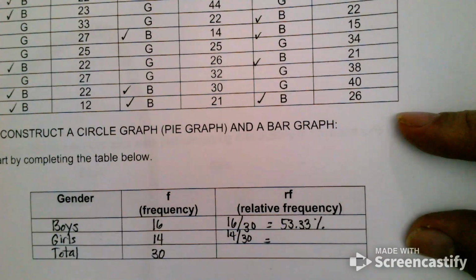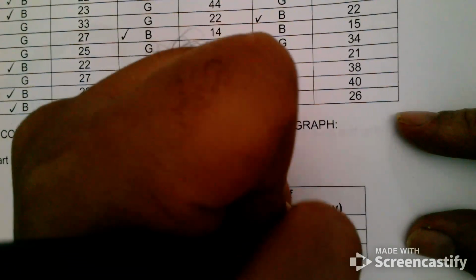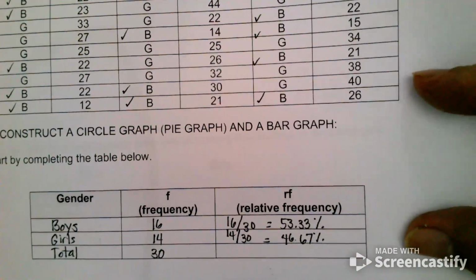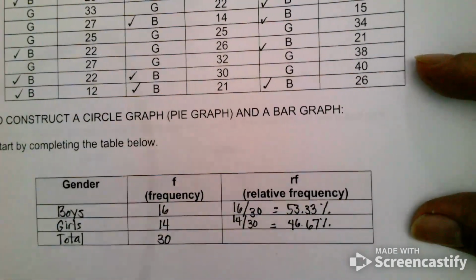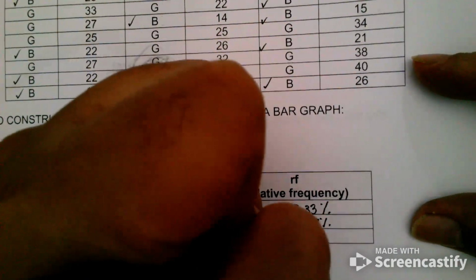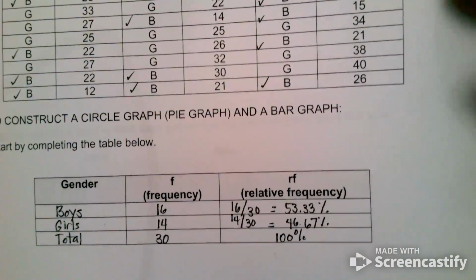Which means the other one would be 14 out of 30, then multiplied by 100. That would give you 46.67%. So in this case, when you add the two percentages, they should total 100%. Clear so far?